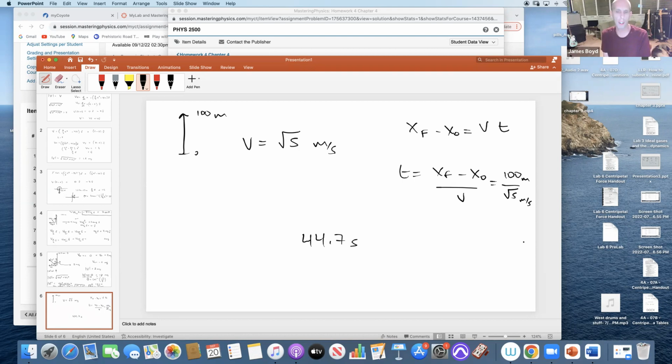45 seconds is about how long it will take them to cross. Hopefully that all made sense to you. This is a very hard problem.